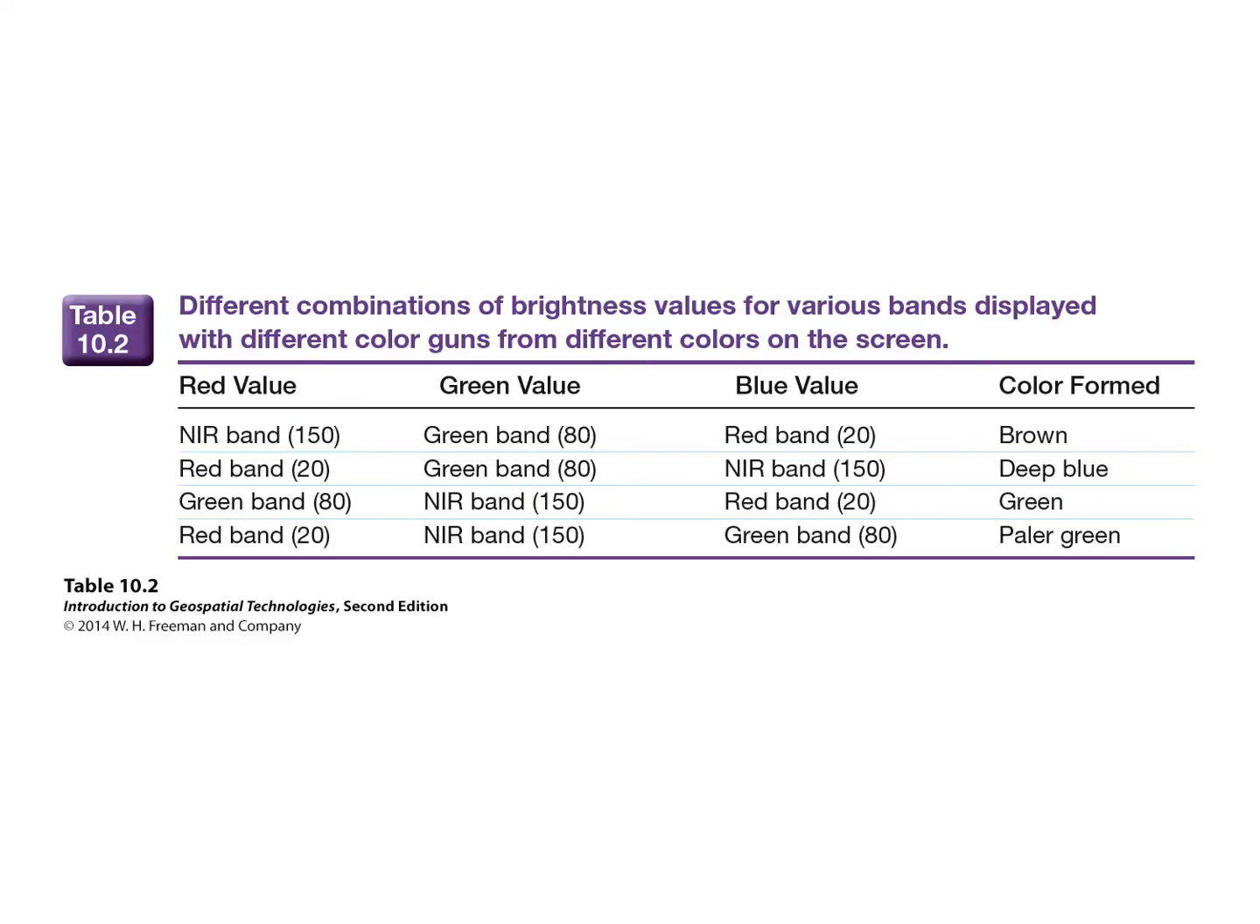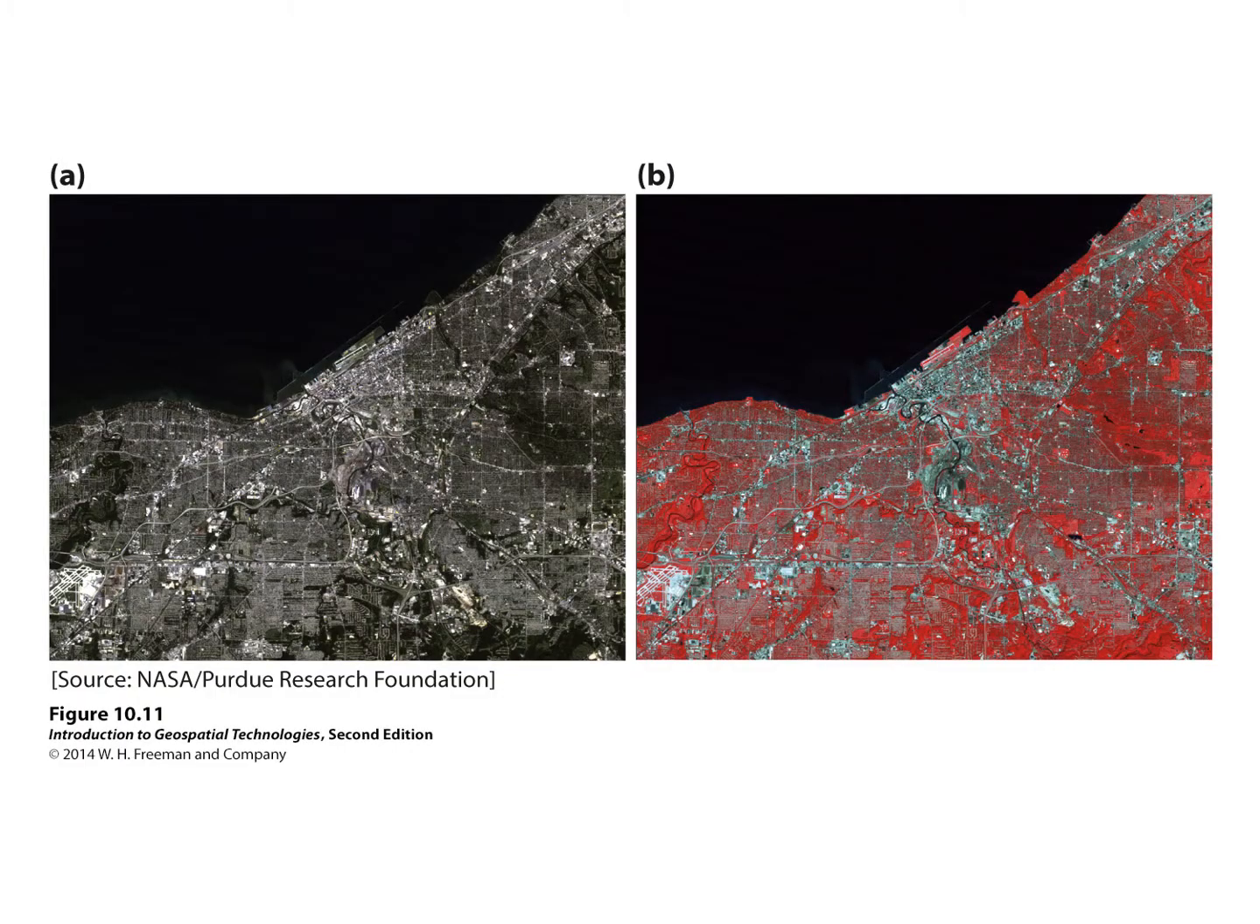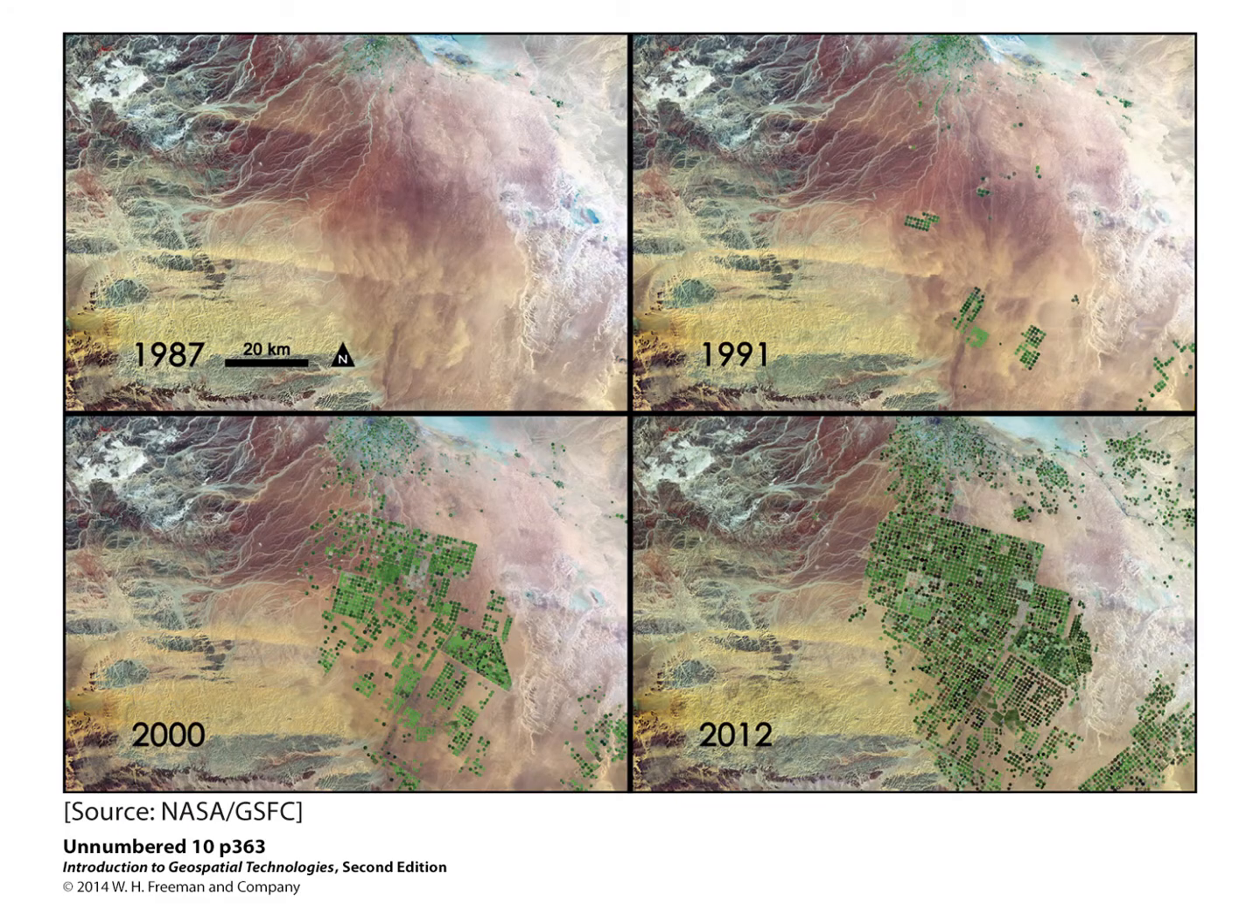And some more combinations. Here's what that kind of looks like when it plays out. If we look at an image and we put it in a false color infrared, what would look like A would look like B. Here we have 3 different maps, and this shows us something that's important. This looks at change over time, 87, 91, 2000, 2010, and you can see how the growth and development has occurred in the area as it's expanded.